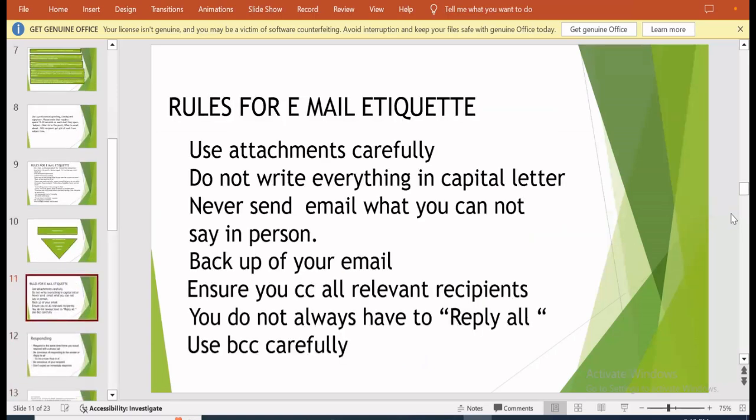The rules of email etiquette. Whenever you are using email, I have already informed you.